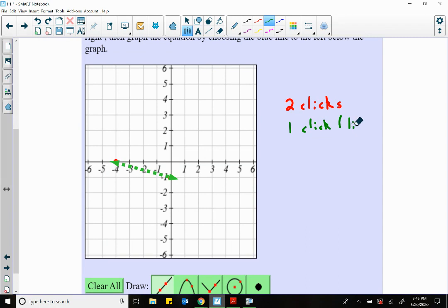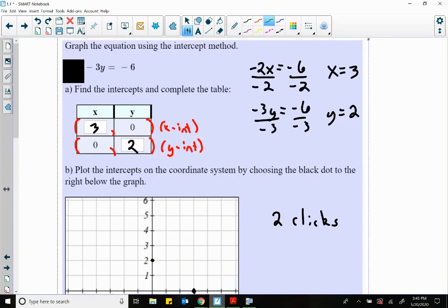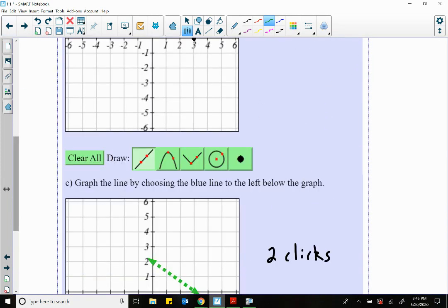Click on the line. And then it will be 2 more clicks after that to graph the line. Okay? So a total of really like 5 clicks on this, if you're not counting the first time you have to click on the dot. And the same thing on these other ones. I'm counting the 2 clicks that you actually do on the graph. I am not actually counting the time where you click on the dot.